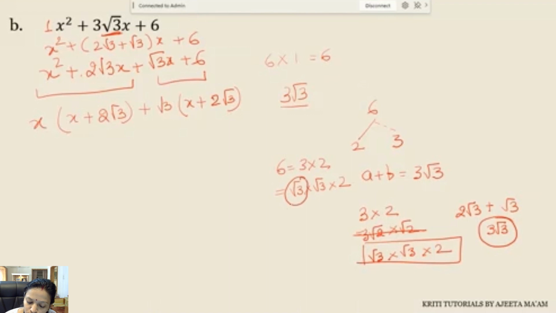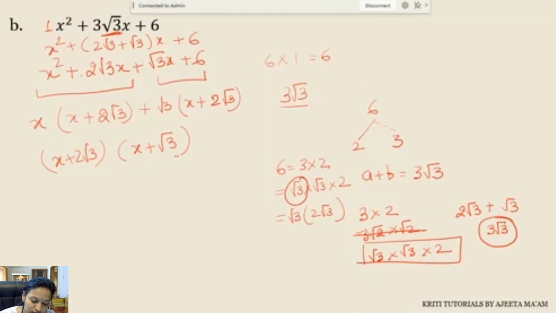So if I take root 3 common, what is left out? 2 into root 3, right? So this is what we have done. Now what is common? X plus 2 root 3 is common, and what is left? X plus root 3. So this is what we do for the factorization of x square plus 3 root 3x plus 6. Both the questions were based on middle term splitting. No need of any identity or anything, just middle term splitting.